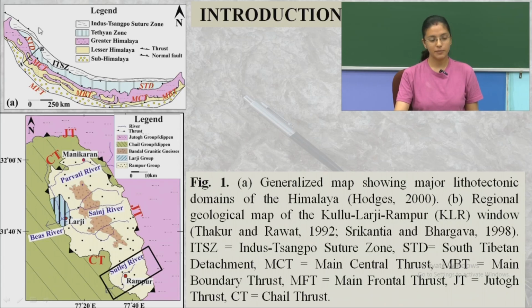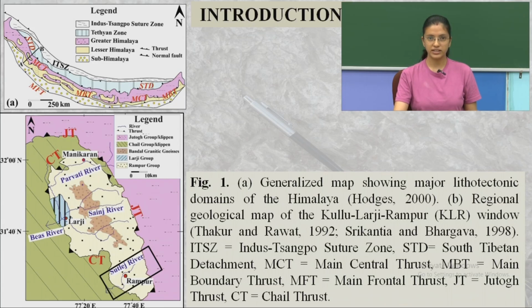As we all know, the Himalaya is divided into 4 different lithotectonic terrains, which are the Tethyan Himalaya, the Greater Himalaya, the Lesser Himalaya, and the Sub-Himalaya. These are demarcated from one another by some major thrusts and faults, which are the South Tibetan Detachment, Main Central Thrust, Main Boundary Thrust, and Main Frontal Thrust, respectively. Along with these folds and thrusts also lie some tectonic windows, klippen and nappes throughout this Himalayan mountain range.